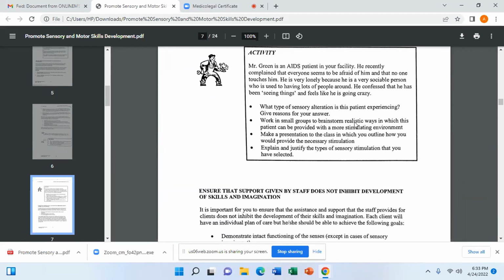Work in groups to brainstorm realistic ways in which this patient can be provided with a more stimulating environment. We spoke about those up there already, right? Make a presentation to the class. So what you would need to do here is show him things and say, hey, this is a cup, this is a plate, this is a computer. What do you see, right? So that he would explain to you what he's seeing.